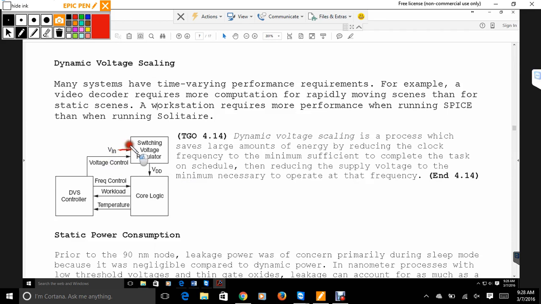So you have your maximum supply voltage. And your voltage control is going to take in how much work you're doing and what the current temperature is, and we'll get into PVT corners later: process, voltage, and temperature. You determine the minimum frequency and the minimum supply voltage to get it done, and the DVS controller uses all this logic. So this is just a basic overview of how it works.